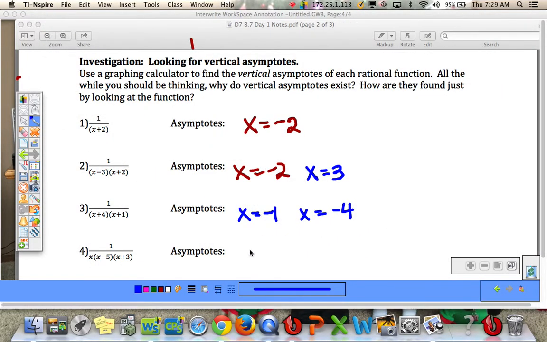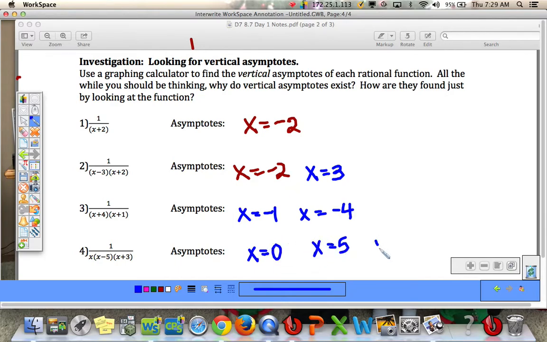For this one, we'll have an asymptote at x equals 0, x equals 5, and x equals negative 3. So look for a pattern here. How can you tell just by looking at the function what the vertical asymptote is going to be? If you've noticed, the vertical asymptote is the 0. It's the opposite of the factor.